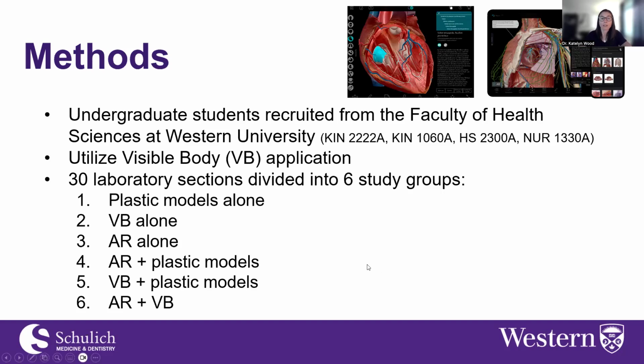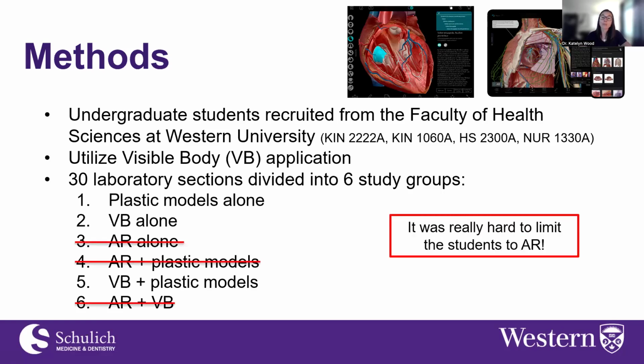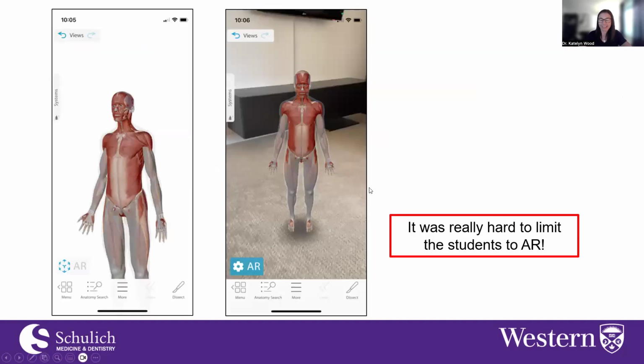One thing that we found very quickly into our 1 week study session is that it was really hard to limit the students to only using augmented reality. I'm sure you've all seen Visible Body before. If you haven't, this is what it looks like. This is just me popping up an augmented reality skeleton in my living room. So we basically handed them the tablet in this format. The blue button was clicked on, they were in augmented reality mode, and we asked them to explore some musculature from the lower extremities.